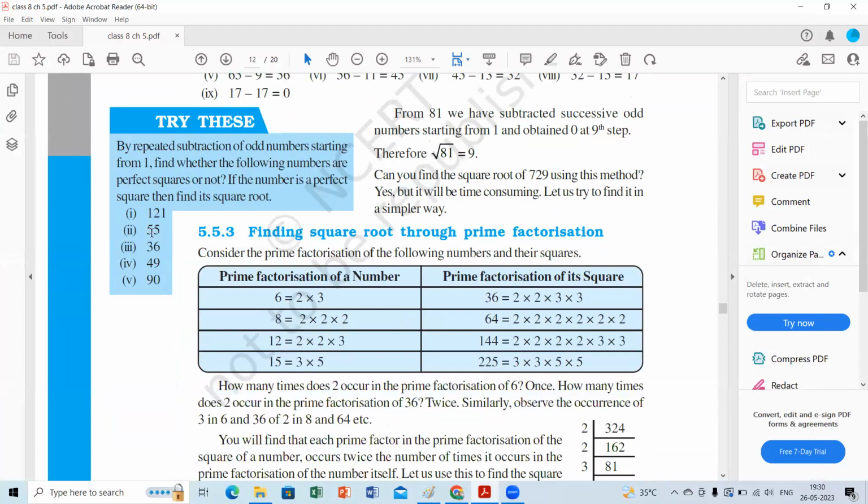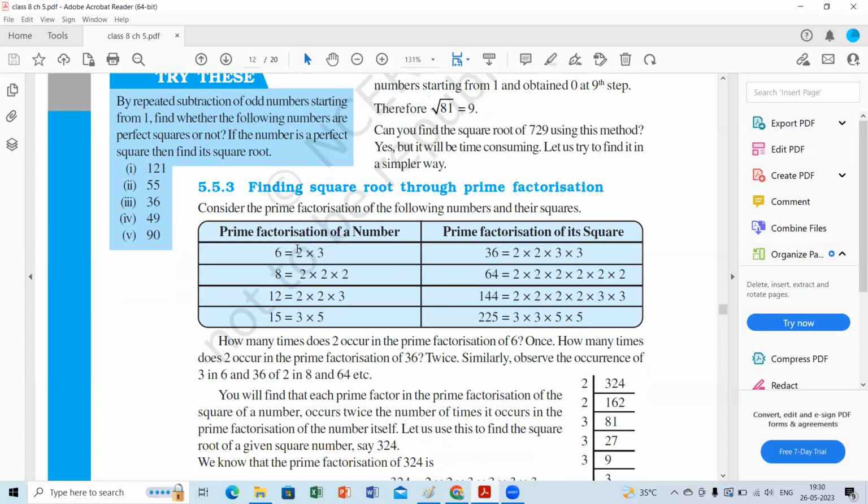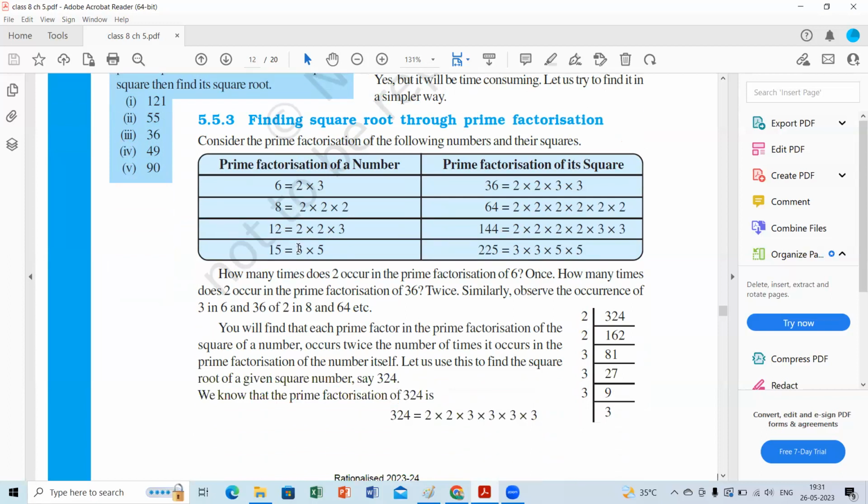You can check whether numbers are perfect squares or not using repeated subtraction, because we did the addition of consecutive odd numbers in exercise 6.1. Is 55 a perfect square? No. 36, yes. 49, yes. 90, no. You can try it at home, children, with your book.